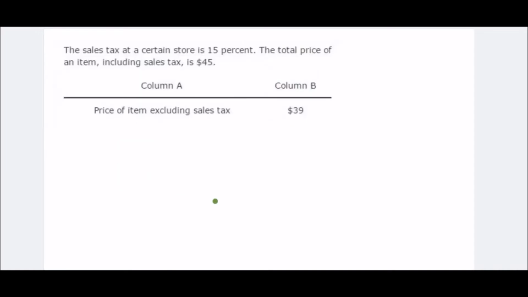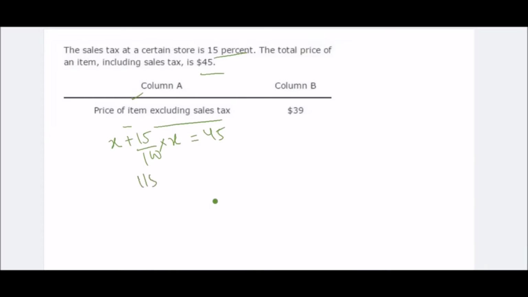The sales tax at a certain store is 15%. The total price of an item including sales tax is $45. So for column A, we have to find out the price of items excluding the sales tax. That is before sales tax, we have to find out the price of item. Let's consider X, which is the price of item. Then after sales tax, 15% of X, the price will become $45.